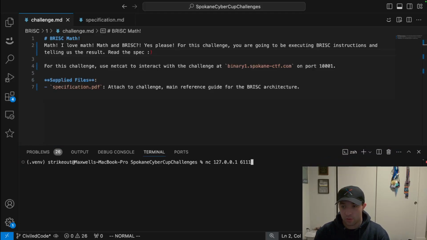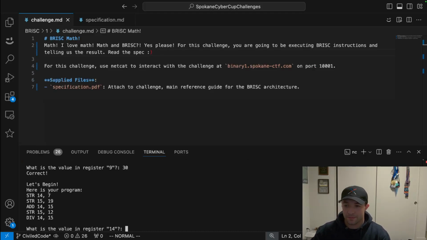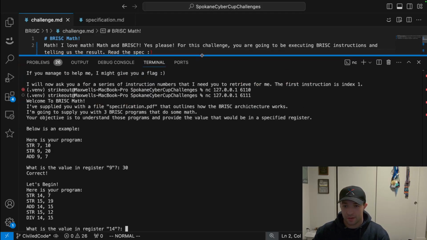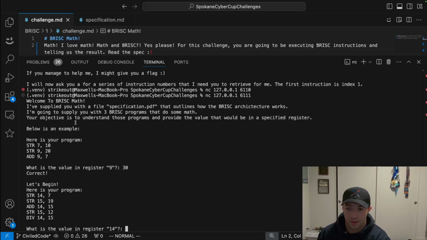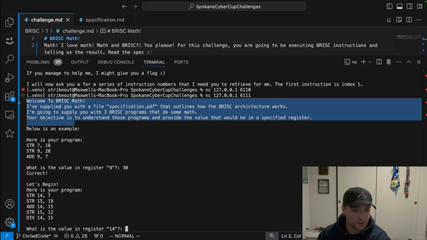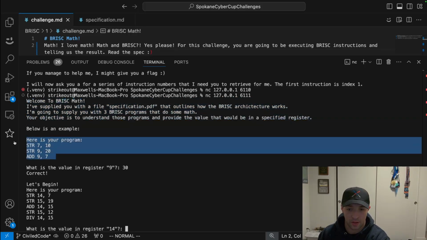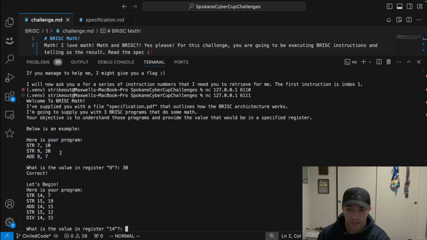So I have this set up locally. I think that port is currently wrong on this local setup, but that's fine. So this is what it looks like. It gives you some basic information, and then it gives you a program as an example. And it says we're going to supply you 3 BRISC programs, and you have to do the math correctly. And if you do the math correctly, then we're going to say, hey, you know what you're doing. You can read this and move to the next challenge.